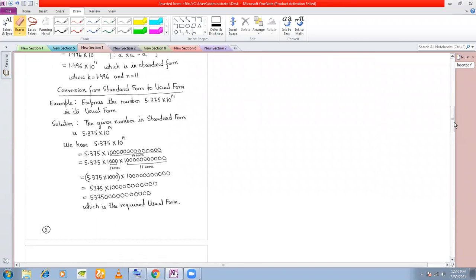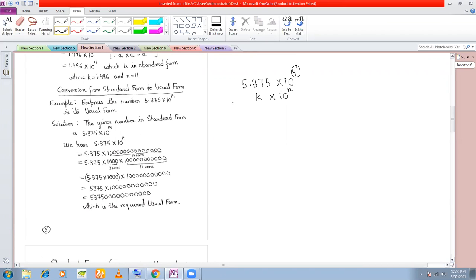What we start now is conversion from standard form to usual form, just the converse of what we have discussed. That is, if a number is given to you in standard form, say 5.375 into 10 to the power of 14. This is in standard form because you see this is k, which is a number between 1 and 10, and this is your n, which is a positive integer. So this is in standard form. This is in k into 10 to the power of n form, right?